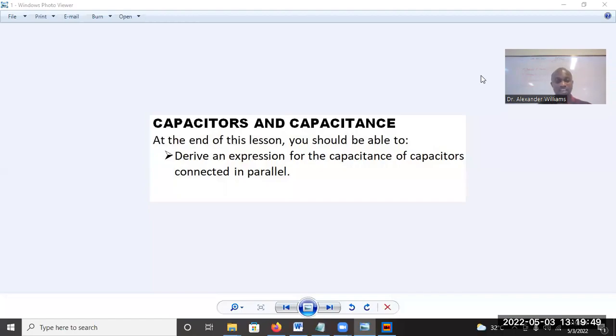Hello everyone, I am Alexander, still on capacitors and capacitance. At the end of this lesson, you should be able to derive an expression for the capacitance of capacitors connected in parallel.